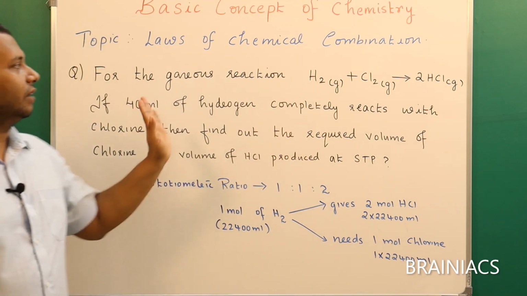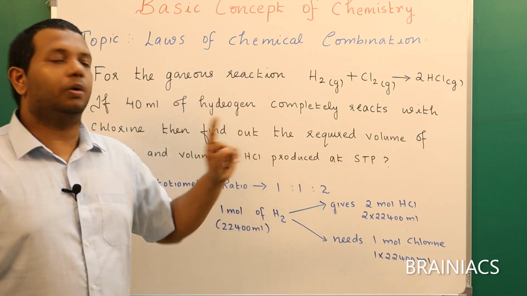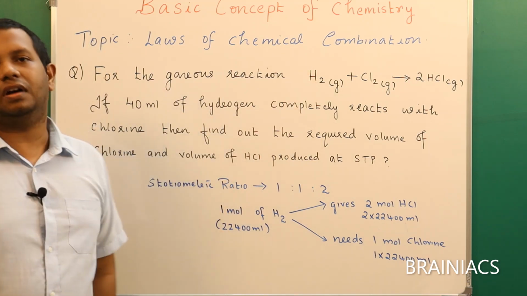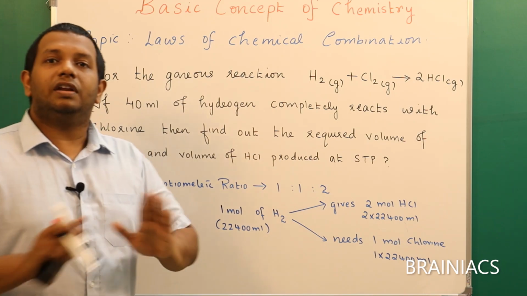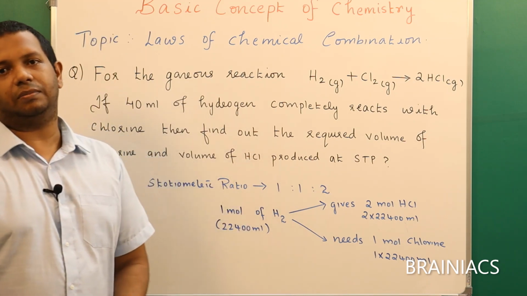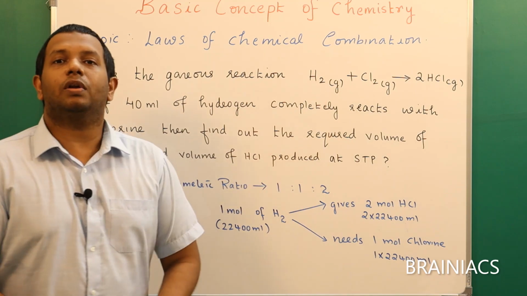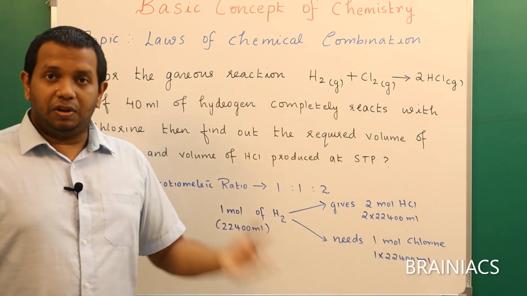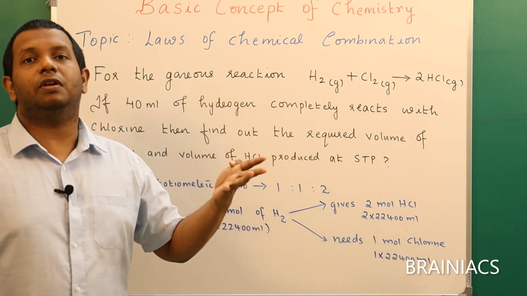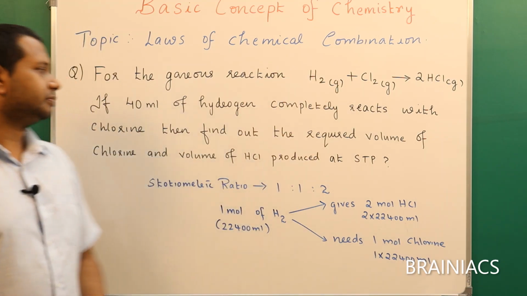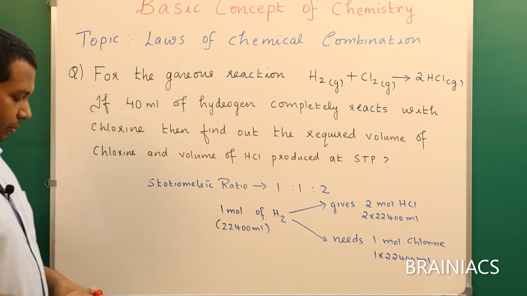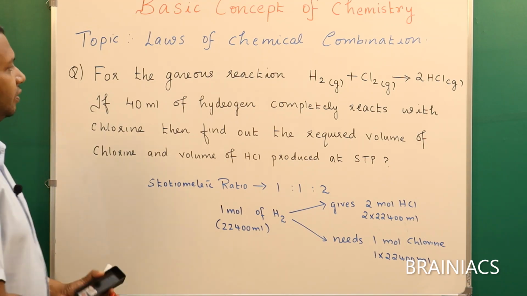In this question you can see that the quantity is given only for one reactant, that is hydrogen, 40 ml. Chlorine is not given. So there is no concept of limiting reagent here. In that case we can take chlorine as available in plenty. Then we need to find out with the 40 ml of hydrogen how much volume of chlorine has reacted. Now, if you see the stoichiometric ratio, what is the stoichiometric ratio?